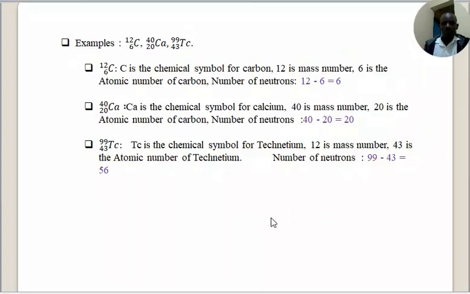Examples, we can have several examples like carbon 12, the calcium, which has a mass of 40. We have the technetium that has got a mass number of 99 and the atomic number 43. Of course, if you subtract this, you're going to get around 56 neutrons. Same to calcium, you get 40 minus 20, you get 20 neutrons. And also we have the carbon 12 minus 6, you get 6, which I've also talked about.